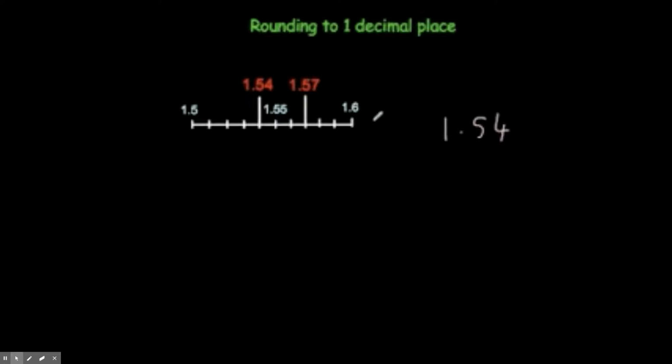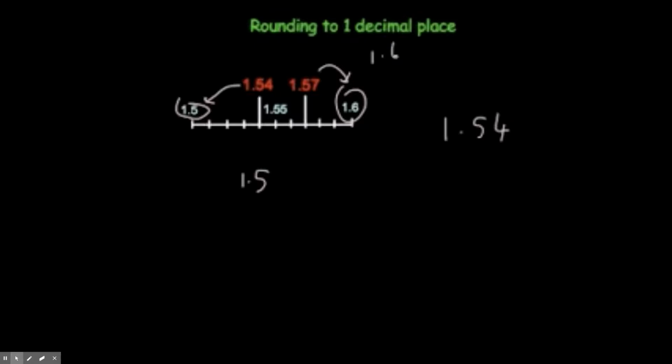If I was rounding 1.54 to 1 decimal place, as you can see, it's closer to 1.5 than it is to 1.6. That means we would round it down to 1.5. So rounding 1.54 to 1 decimal place would be 1.5. If we wanted to round 1.57 on the other hand to 1 decimal place, you can see it's closer to 1.6 than it is to 1.5. So it would round up to 1.6.